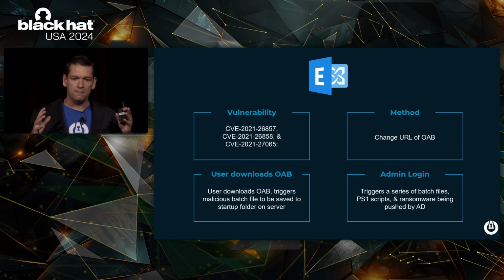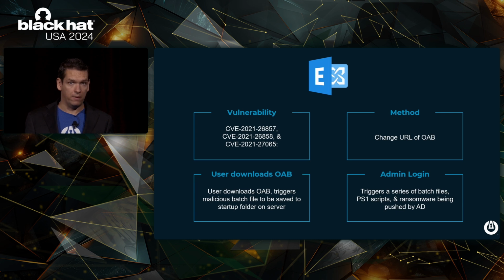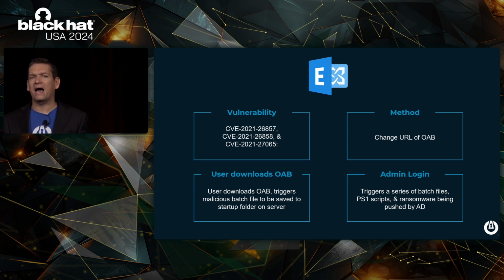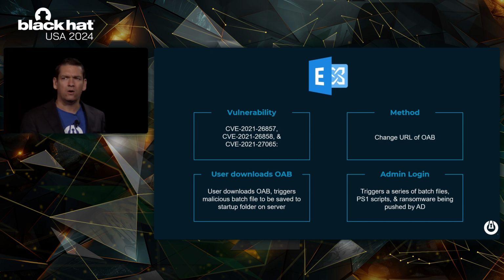So in my mind, I'm thinking, well, if a user connects to that server, they're now going to download their offline address book from somewhere else and could run malware. That wasn't true. What actually happened when a user then tried to download their offline address book, it caused the server to download a file and save it somewhere else. So it allows some kind of remote code execution. And then nothing happened.